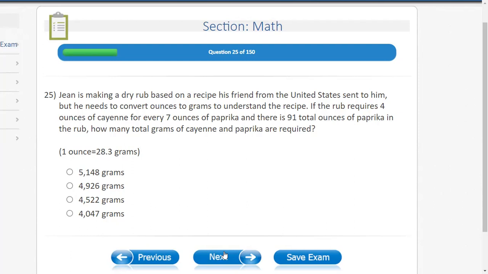Oh, wait. 90, 13 times 28.3, and then 91 times 28.3. Add these up.